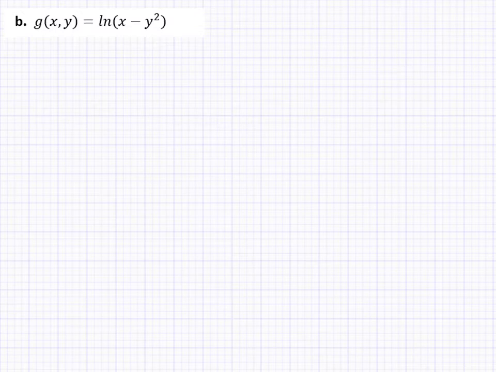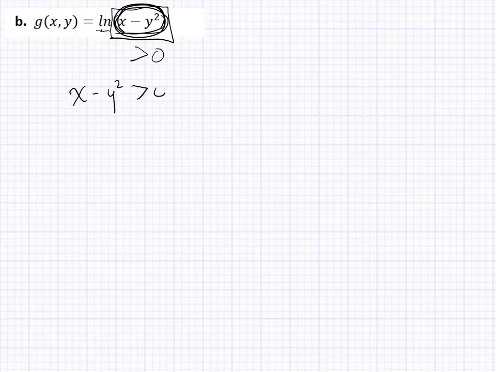Here's another function. It's a logarithm. So you have to have a general understanding of how domains and logarithms work. This right here has to be greater than 0. Okay? You cannot take the log of 0, and you cannot take the log of a negative. So whatever x and y are, this has to be greater than 0. So we start there. So x minus y squared has to be greater than 0. That's the same thing as saying x is greater than y squared.